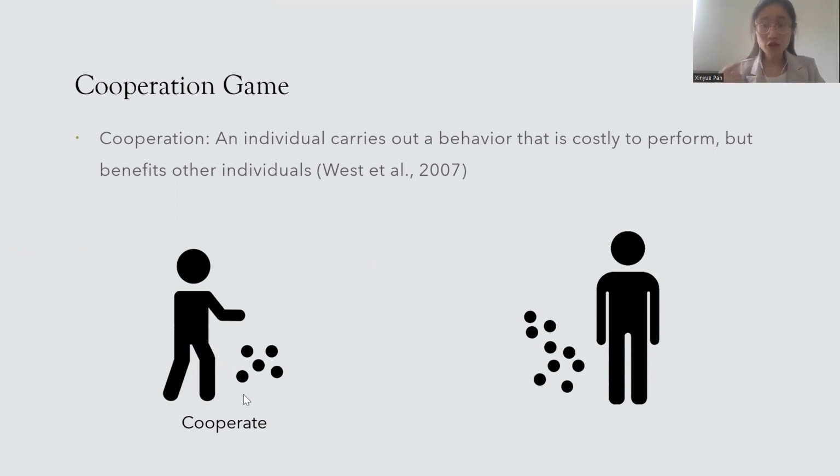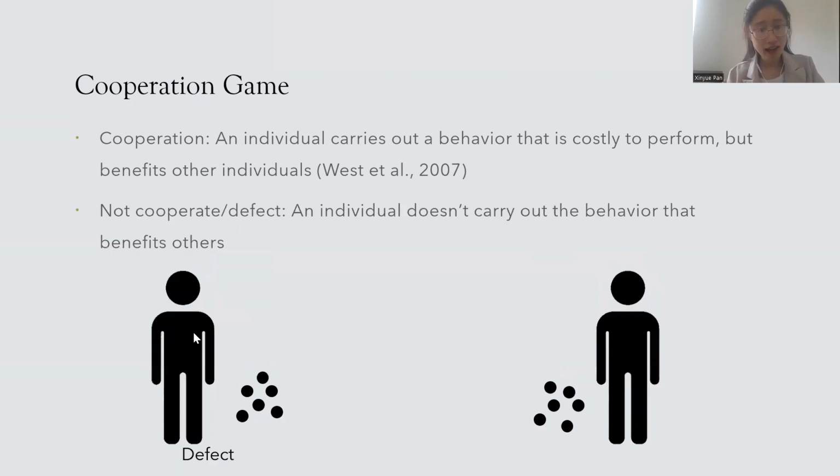And if an individual chooses to conduct such a behavior, then this person chose to cooperate. On the other hand, if someone chooses not to cooperate, or to defect, that means the individual will not spend anything and their partner will not receive any benefit from such a decision.